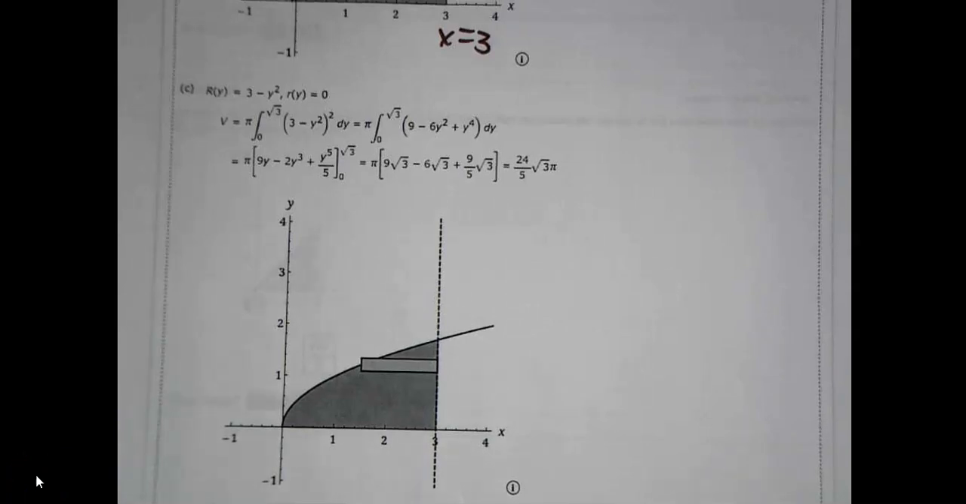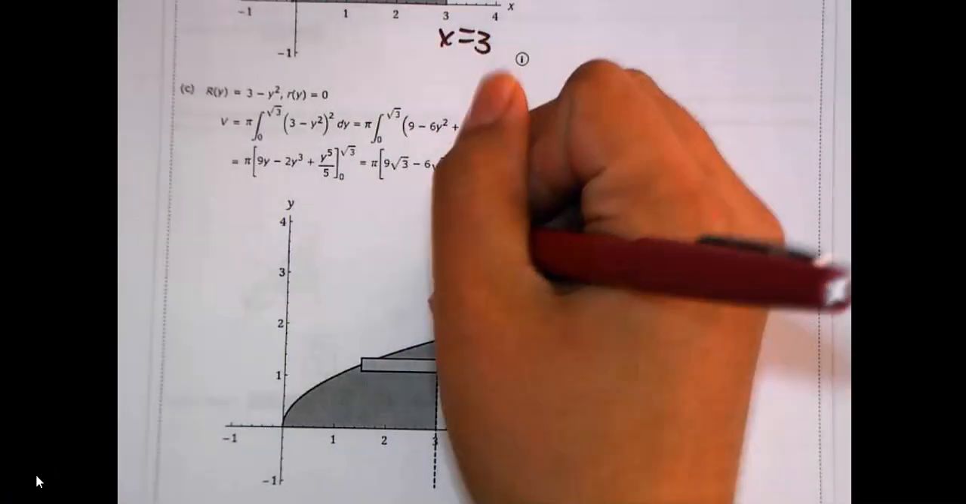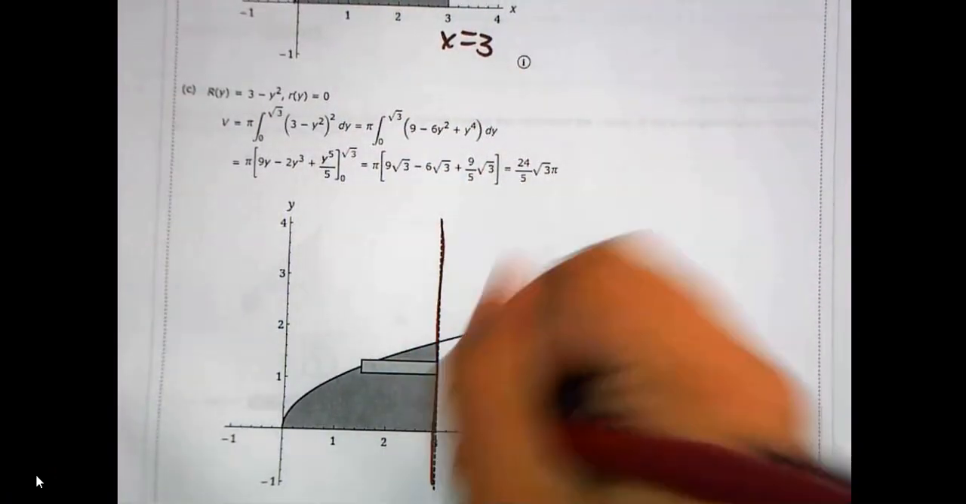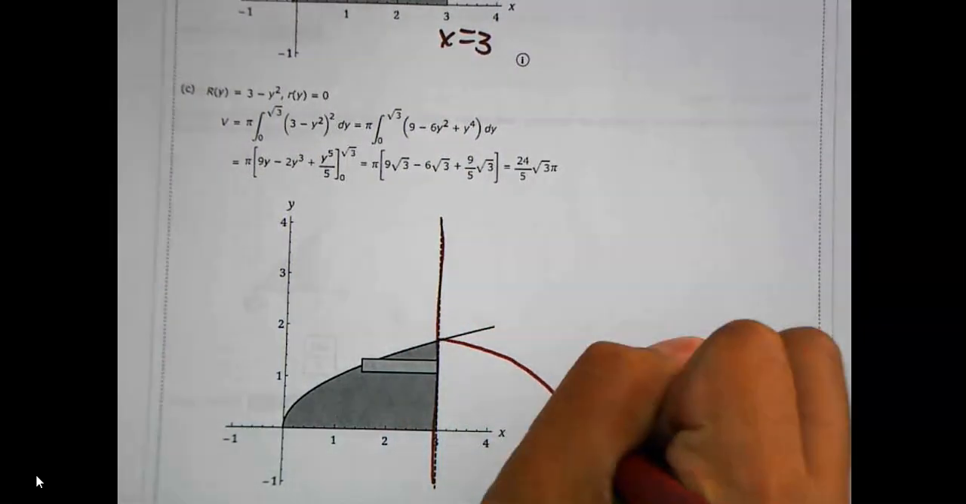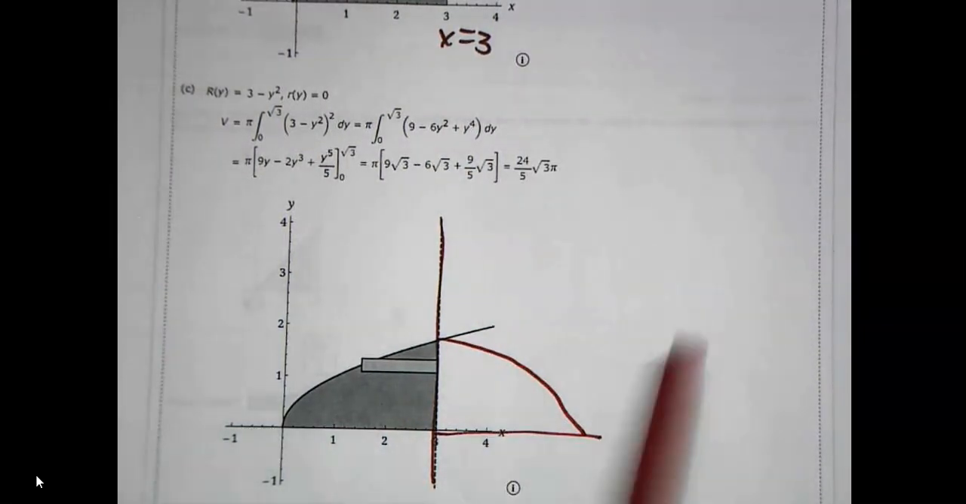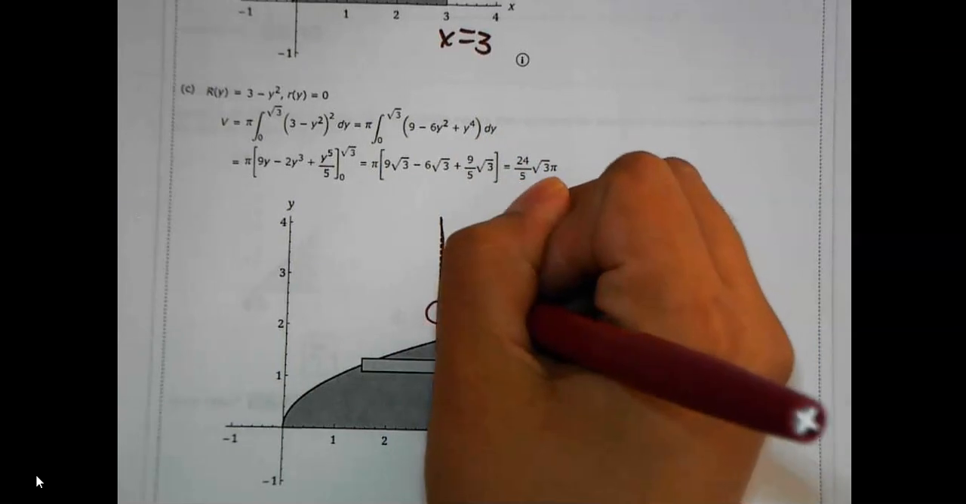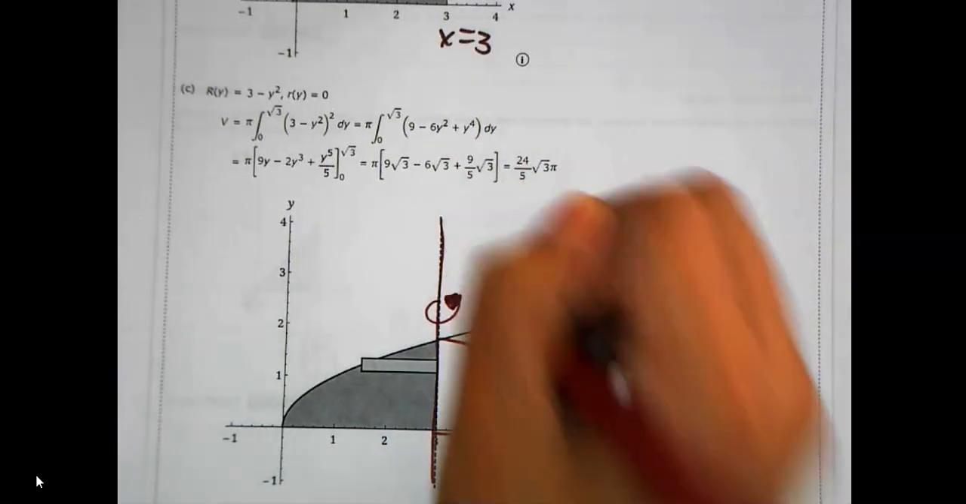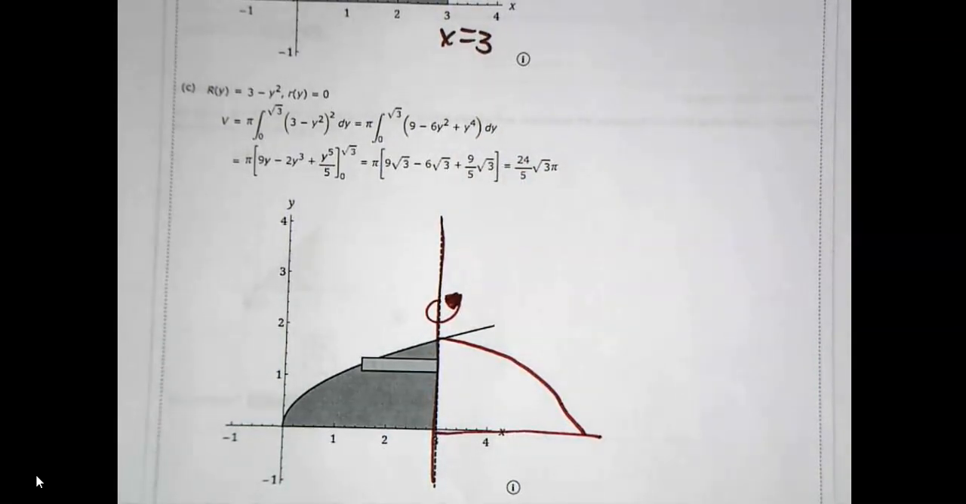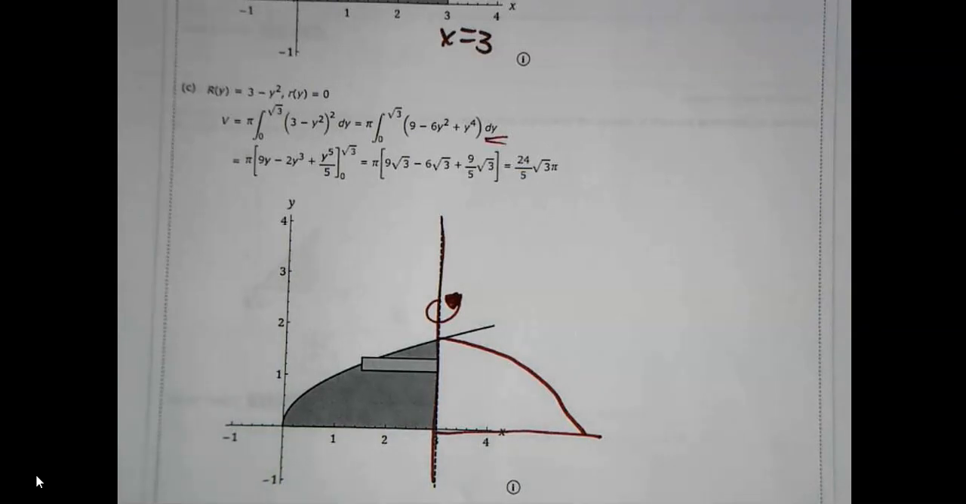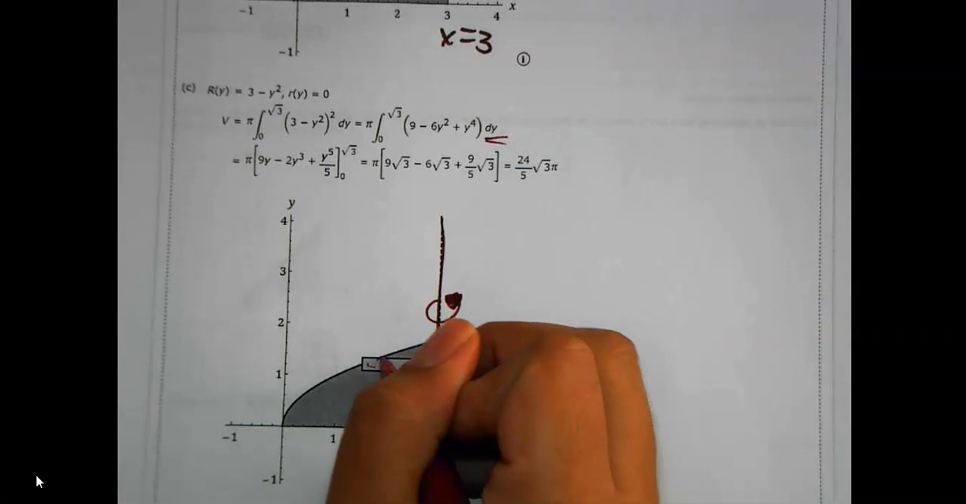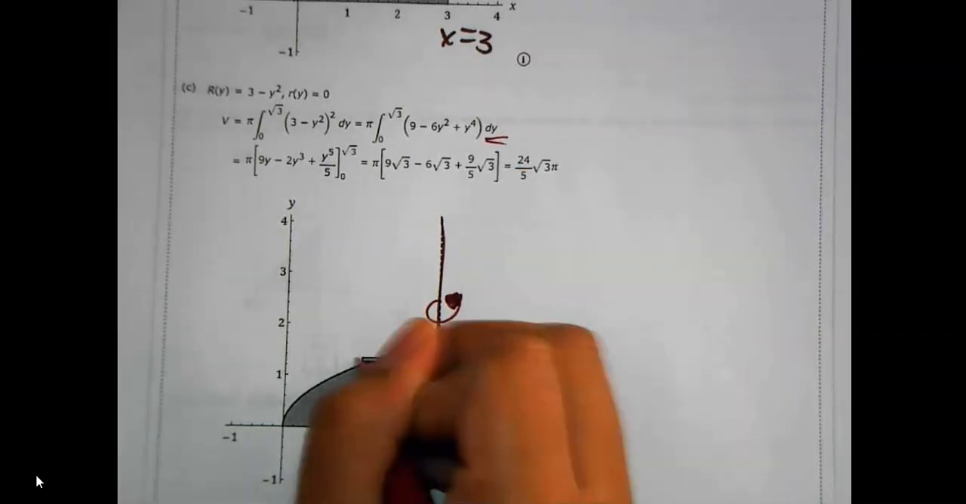Okay, part C is revolving around x equals 0. So we're revolving on this line, and it's going to go around this way. Since we're revolving this way, it's going to be in terms of dy. Again, in this case, we need to look at what the radius will be. This is our radius right here.